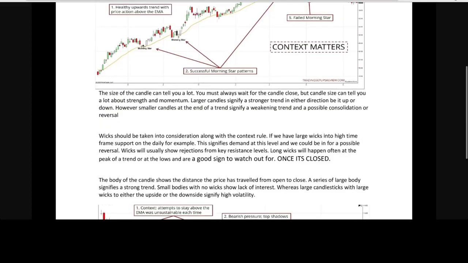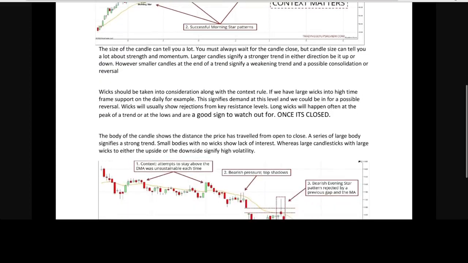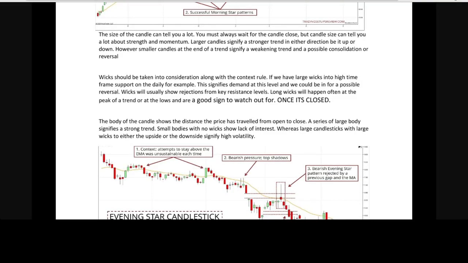Now, the size of the candle can tell you a lot. You always wait for the candle to close, but candle size can tell you a lot about strength and momentum. Larger candles signify a stronger trend in either direction to be up or down. Smaller candles at the end of a trend signify a weakening trend and a possible consolidation or reversal.